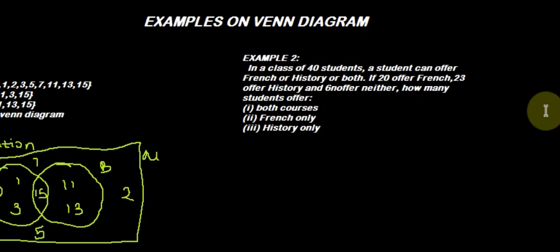Okay, so this is our second example. Here we are given a much more complex question than the first example. Now, example 2 says in a class of 40 students, a student can offer French or history or both. If 20 offer French, 23 offer history, and 6 offer neither, how many students offer both courses, French only, history only? So let's see how to solve this using a Venn diagram.